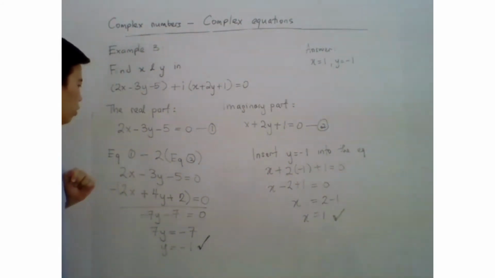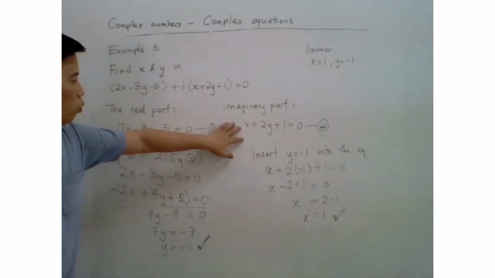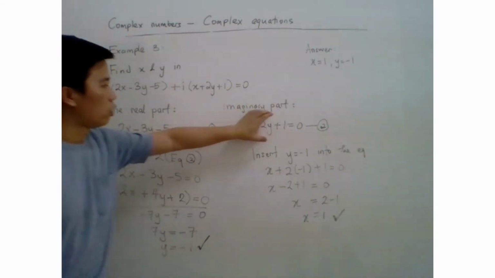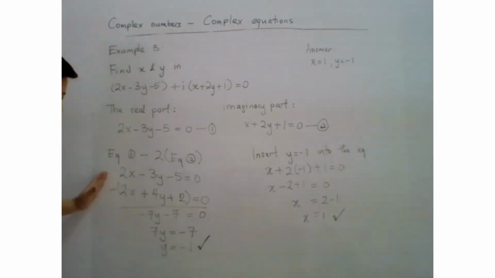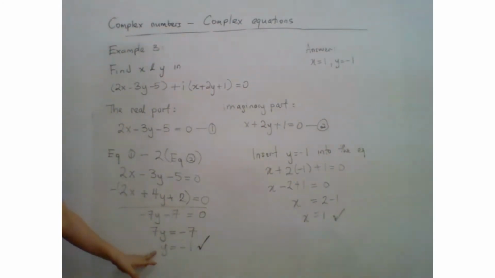So here you can do one way, which I did here, which is to multiply the second equation by 2, and then you take equation number 1 minus twice equation number 2. And so you will have this expression, so that when you take the minus, you will get minus 7y minus 7 equals 0, and therefore y is equal to minus 1.